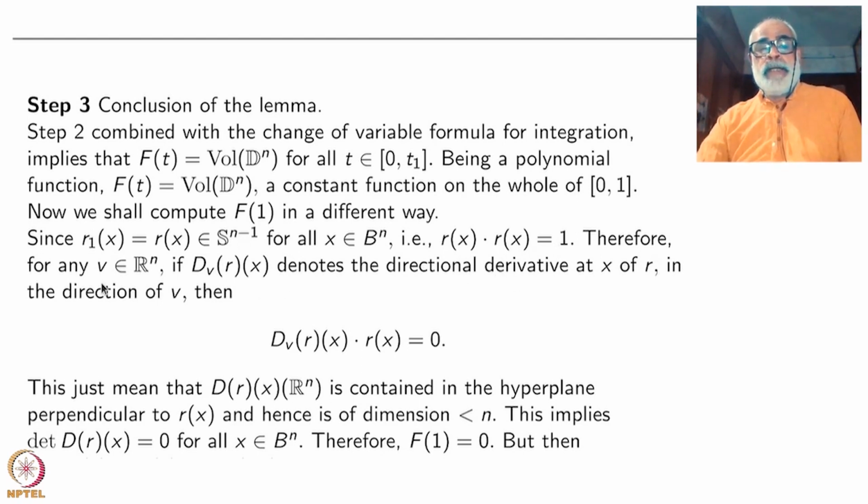Therefore, for any V inside Rn, if you take the derivative of this equation, that is 0, which just means that in any direction, the directional derivative dv of r dot rx must be 0. The derivative of this one in the direction of v is nothing but dv of r dot rx plus rx dot dv of rx. That is the Leibniz rule. Okay, and that is 0. So twice that is 0 means this itself is 0.